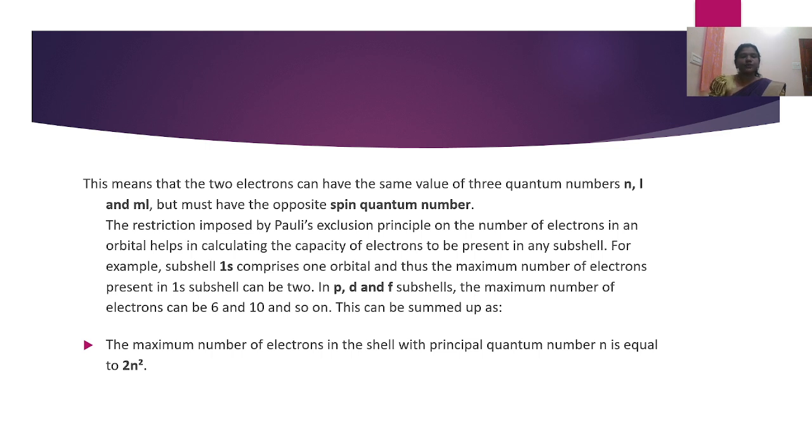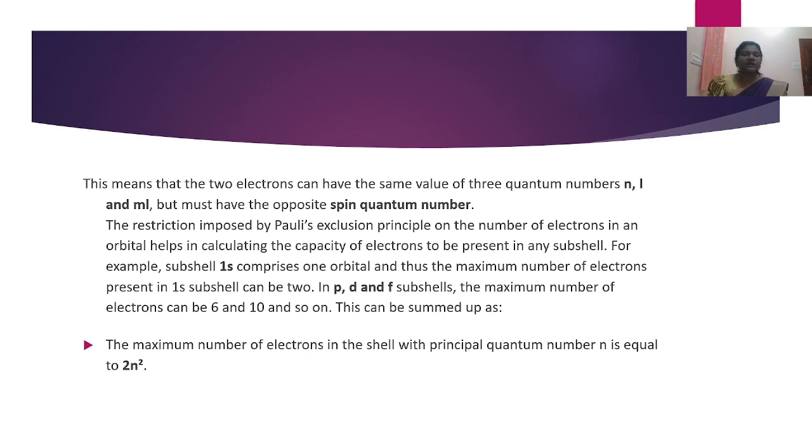The restriction imposed by Pauli's exclusion principle on the number of electrons in an orbital helps in calculating the capacity of electrons to be present in any subshell. For example, subshell 1s comprises one orbital and thus the maximum number of electrons present in the 1s subshell can be 2. In p, d and f subshells, the maximum number of electrons can be 6 and 10, and so on. This can be summed up. Totally, Pauli's exclusion principle is summed up like this.